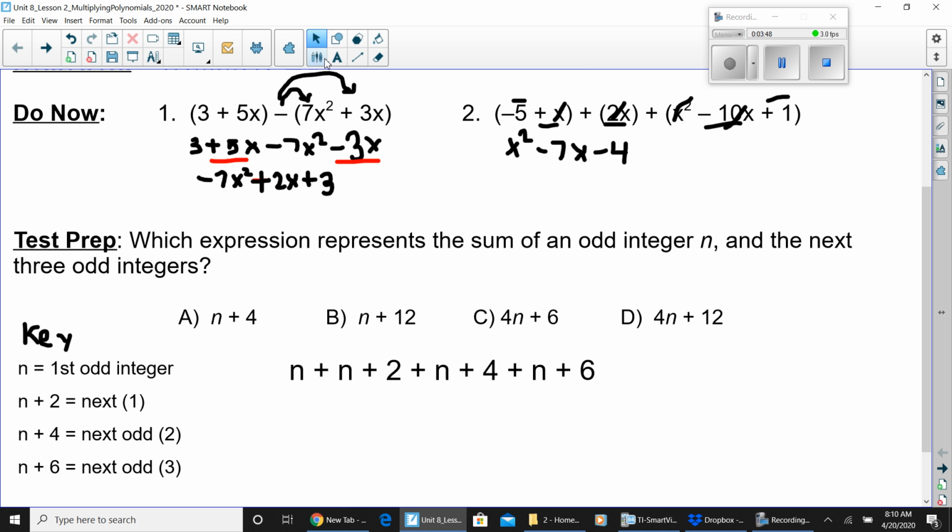You have now combined the like terms. So you have n, n, n, and n. So 1, 2, 3, 4, n. Then you have 2, 4, and 6, which is 12. Okay, so D is your answer. And that's how you do that problem.